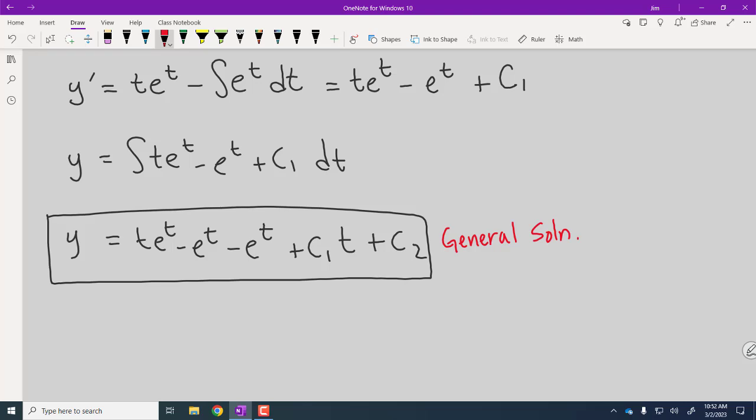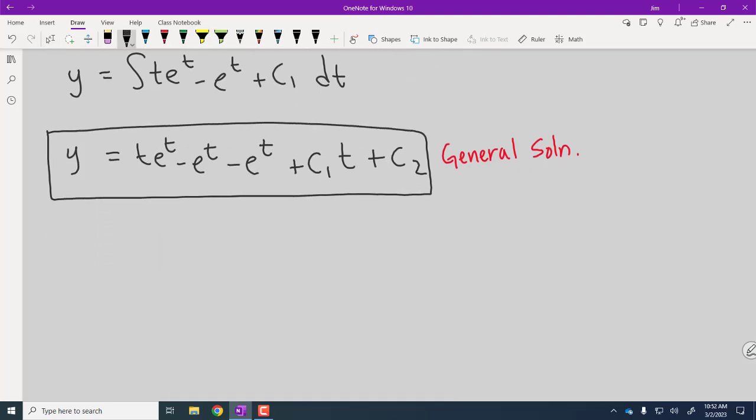And we could do a combination here, right? What's that going to be? Minus 2 e to the t. We could combine those two like terms. So we would write this as minus 2 e to the t plus c1t plus c2.